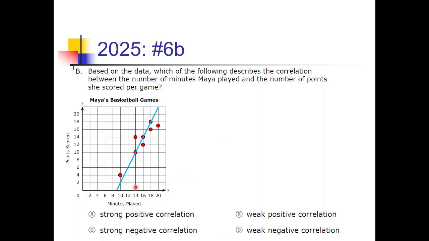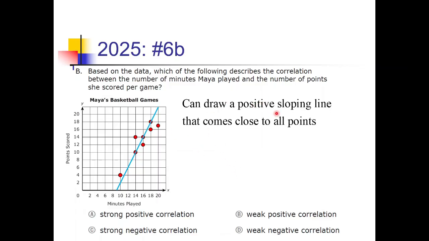So this could not be choices C or D. As she gets more minutes, she tends to score more points, which makes sense. Now, we also need to say, is it a strong or a weak one? And this is one where you have to kind of eyeball it, but it looks like we're coming pretty close to most of these points, and we're actually going through a number of them as well. Since we can draw a positive sloping line that comes close to all the points, I'd say strong positive correlation is the best answer to this one.